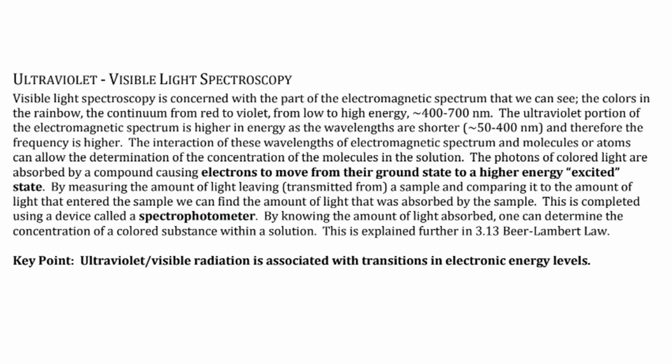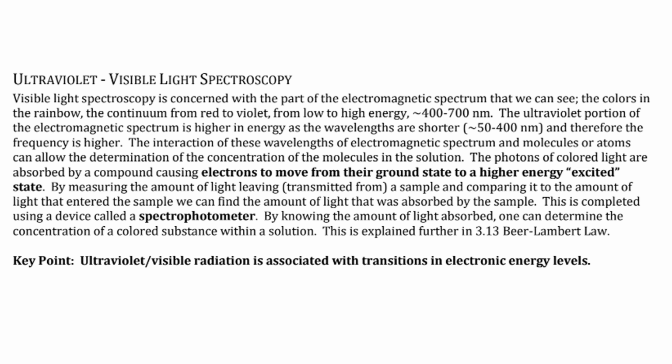Ultraviolet visible light. With visible light spectroscopy, we can see these colors in the rainbow. The continuum from red to violet, from low to high energy. We've seen this before. The interaction of these wavelengths of the electromagnetic spectrum with molecules or atoms can allow the determination of the concentration of molecules in a solution.